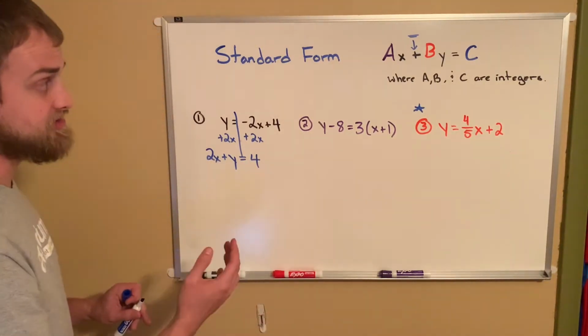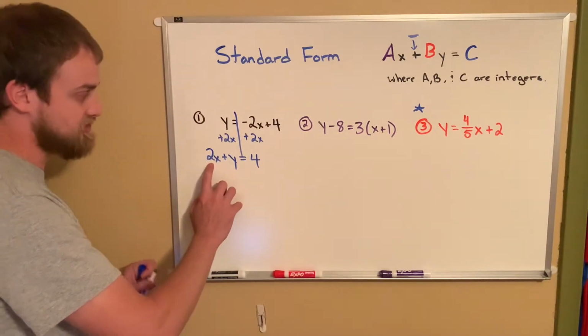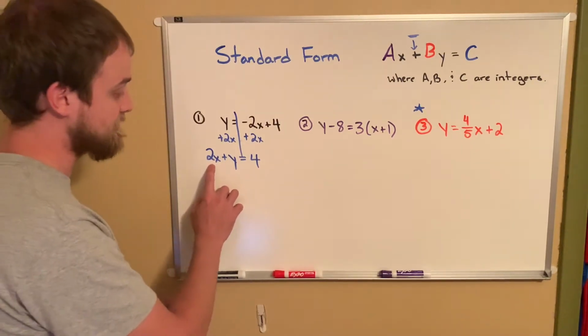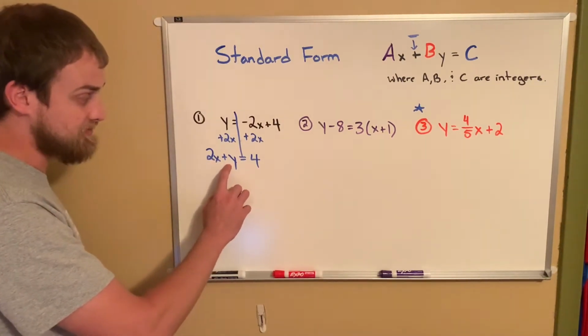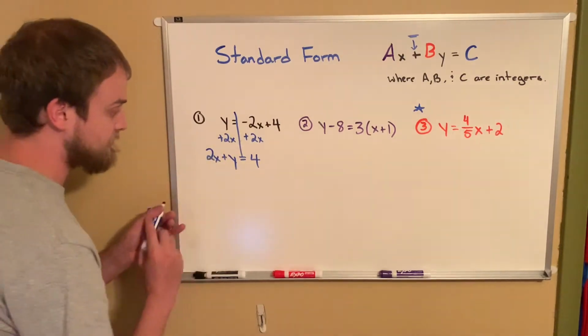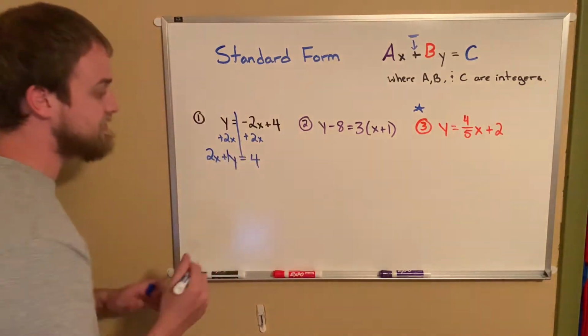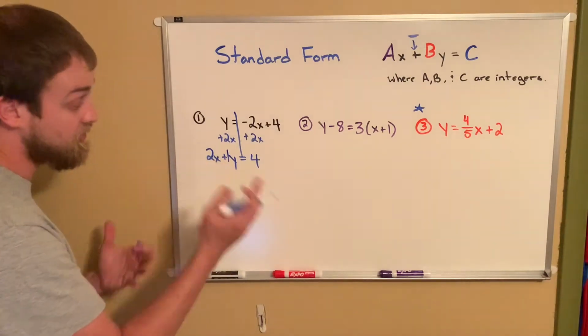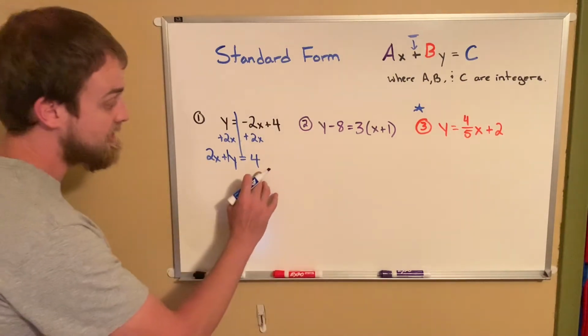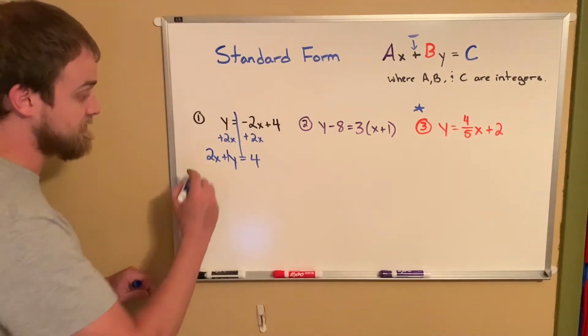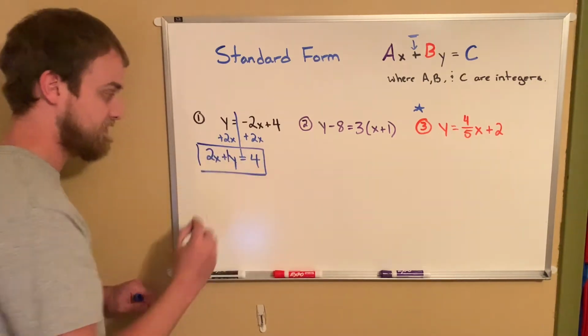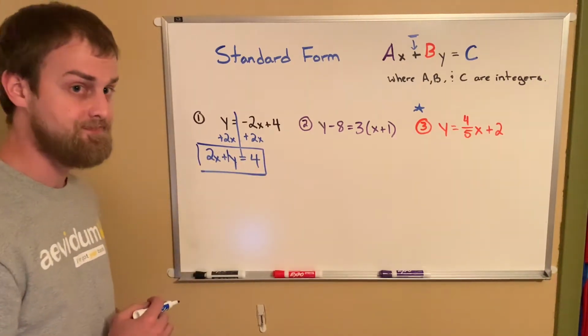Now, just to check, is my A an integer? Yes, it is, right? 2 is an integer. Is my B an integer? Well, I don't see a B, but remember, I can always draw that 1 in there, so technically there is a 1. So yeah, 1 is an integer, we're good to go. And 4 is an integer, so we're good to go there as well. Done. That is in standard form.